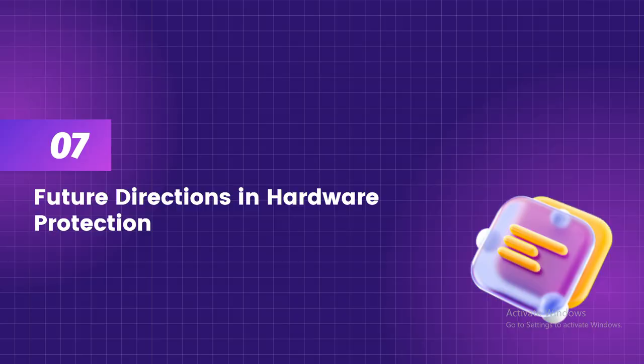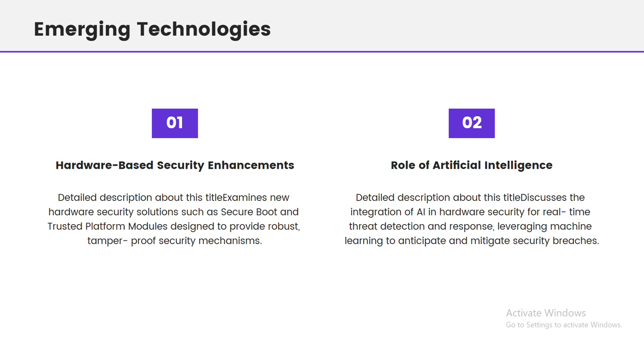Seventh one, future direction in hardware protection. Hardware-based security enhancements. Detailed description about this title: examine new hardware security solutions such as Secure Boot and trusted platform modules designed to provide robust tamper-proof security mechanisms.